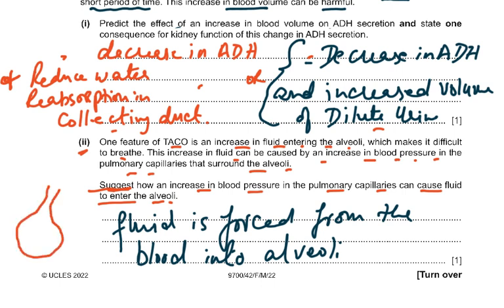These are the alveoli, right? What do you have around the alveoli? You have capillaries, blood capillaries. So what is going to happen is blood is going to be forced somewhere into the alveoli. So it's a basic, very common sense thing. Where is the fluid going to come from? It's going to come from the blood into the alveoli.